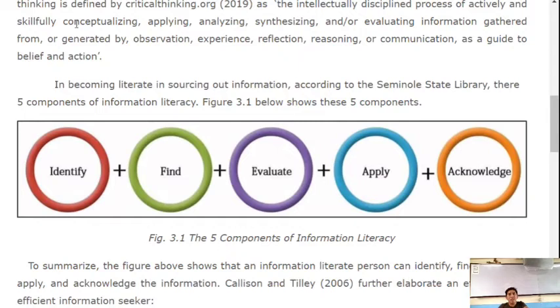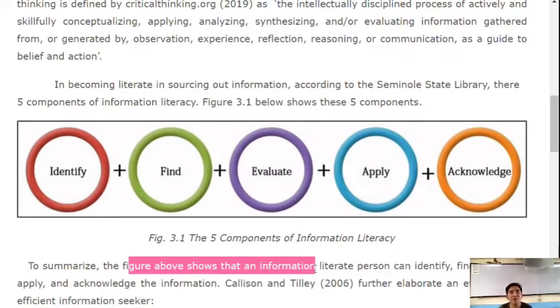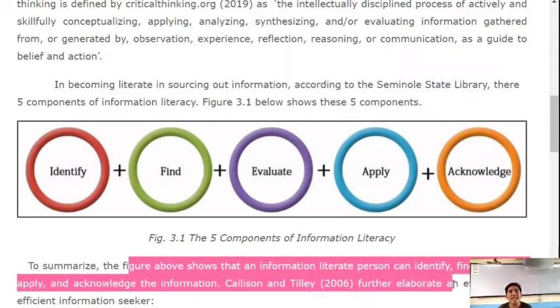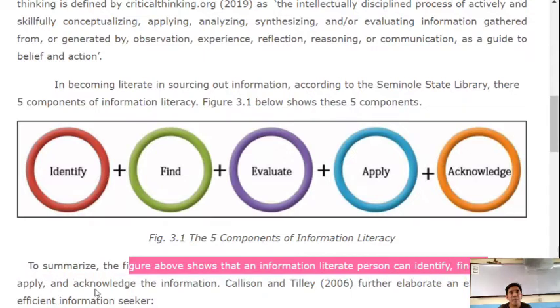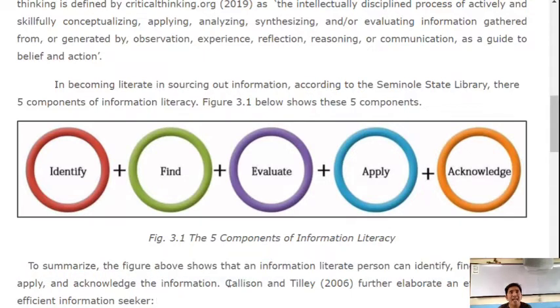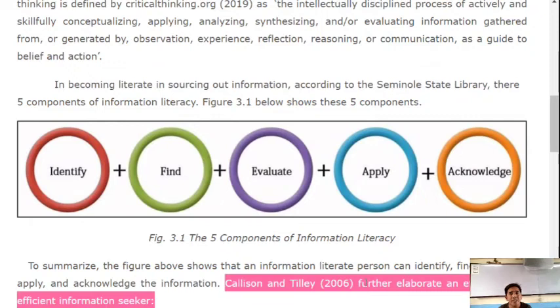To summarize, the figure above shows that an information literate person can identify, find, evaluate, apply, and acknowledge the information. Callison and Tilly, 2006, further elaborate an effective and efficient information seeker.